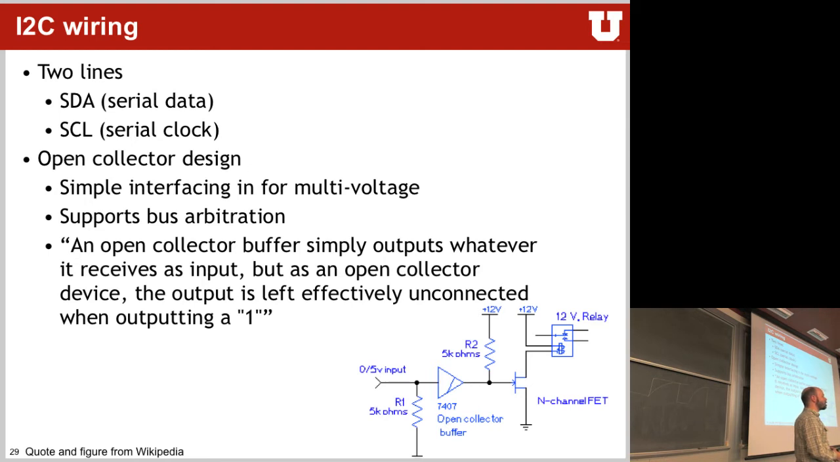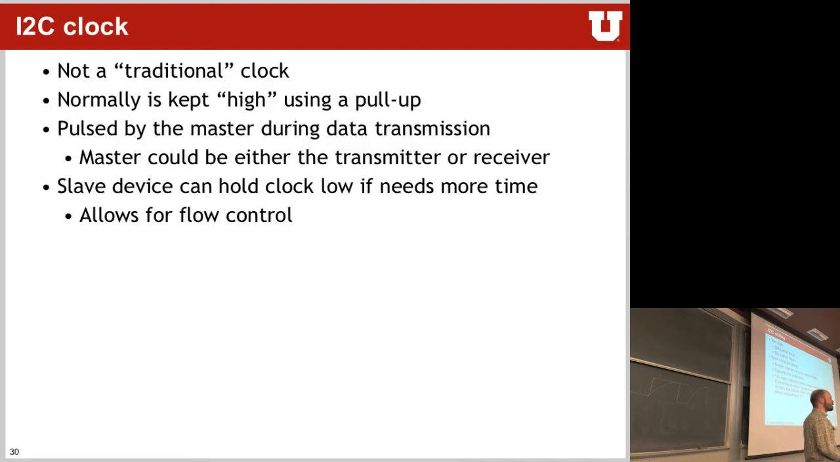How many devices does I2C support? We will look into it when we see the others. It's 127, and there's a reason for that. Actually, there can be more, but it's usually 127.